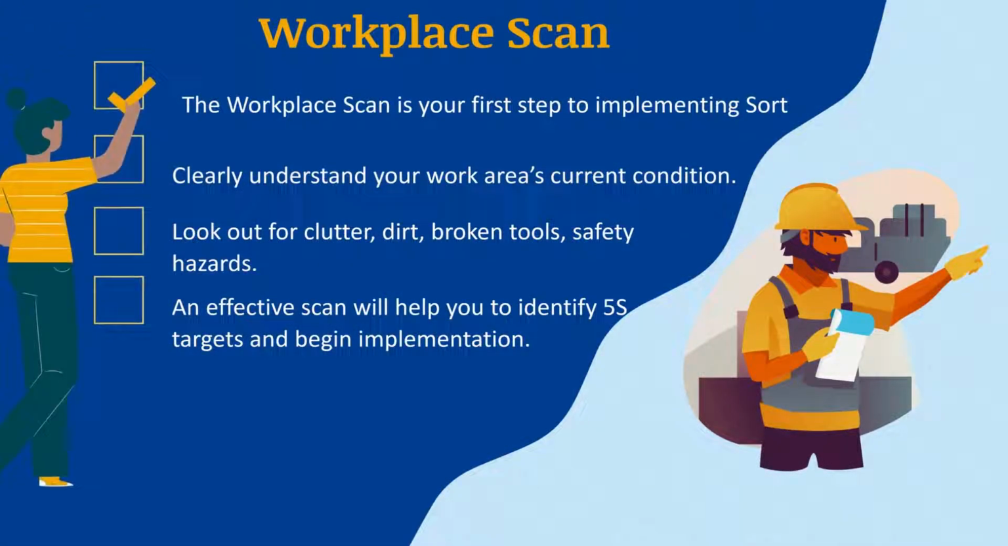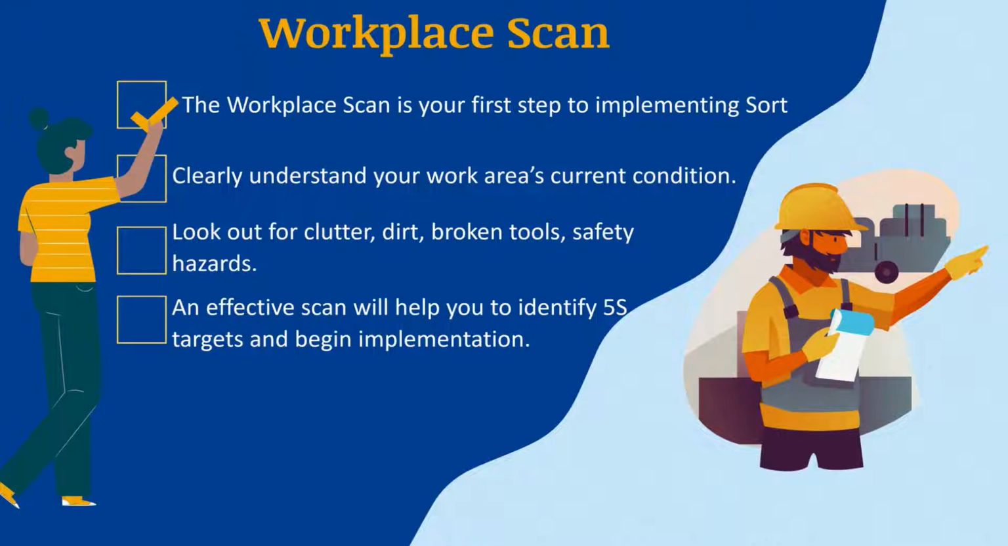The workplace scan is your first step to implementing the sort step. A workplace scan means that you look at your work area carefully in order to clearly understand its current condition. This means that you look at the status of the equipment and tools, floors, desks, cabinets, and everything else that is in your working area. An effective scan will help you to identify 5S targets and begin implementation. Now, let's look at decluttering the workplace.